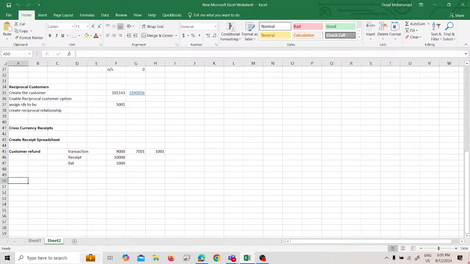The write-off receipts. So what is a write-off receipt? We are going to discuss the theory and definition.